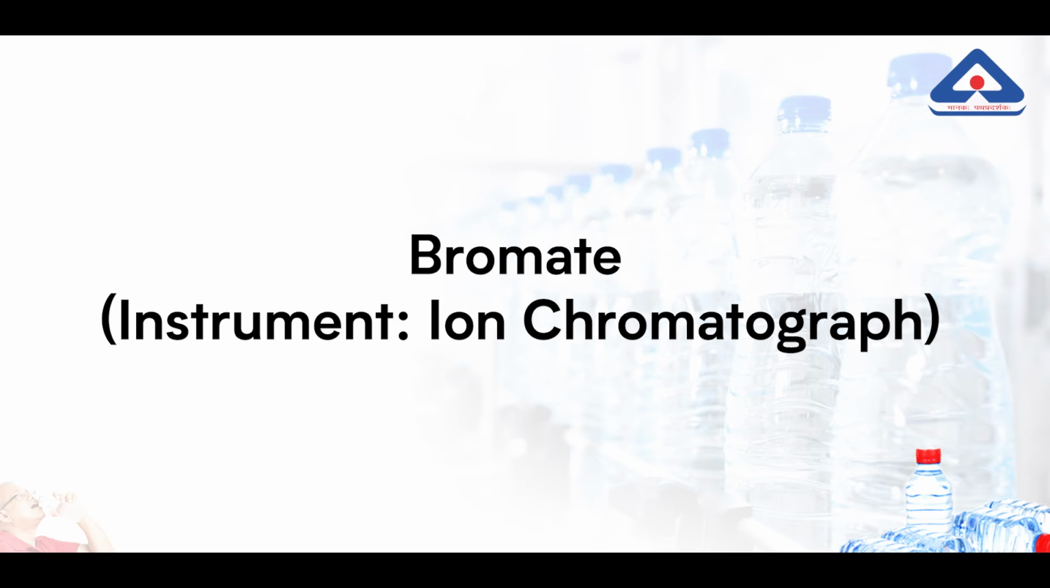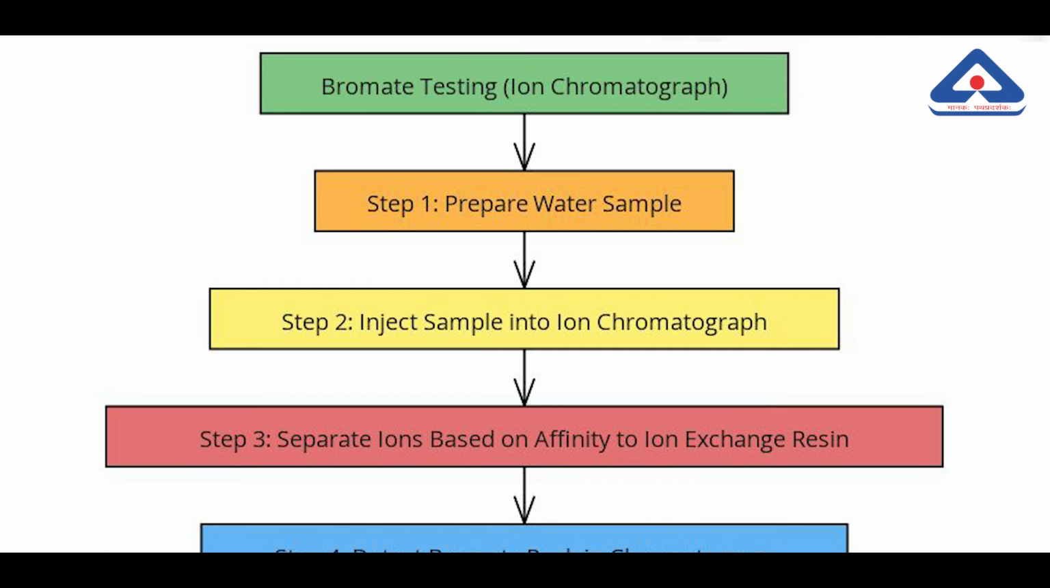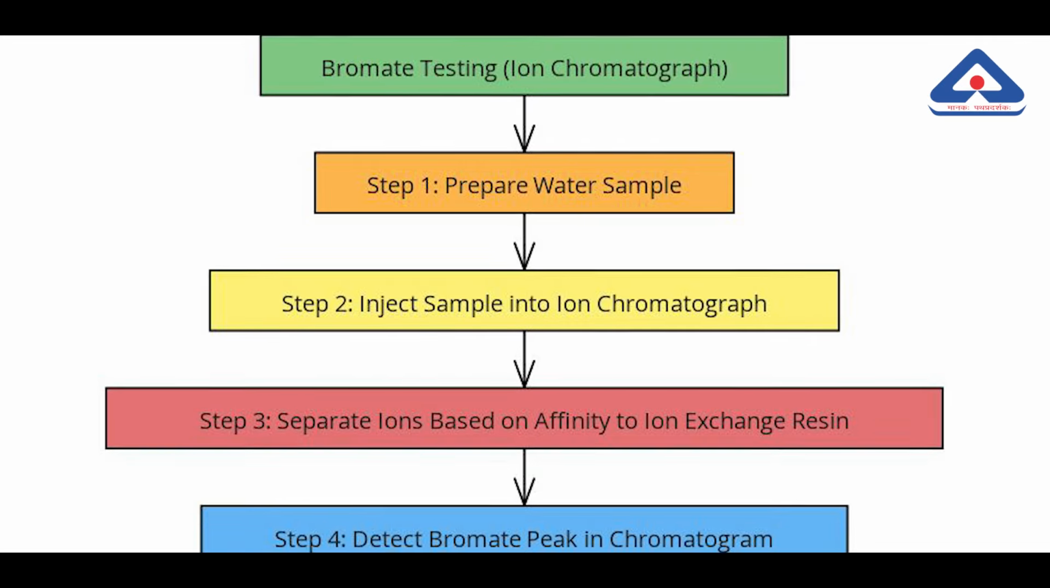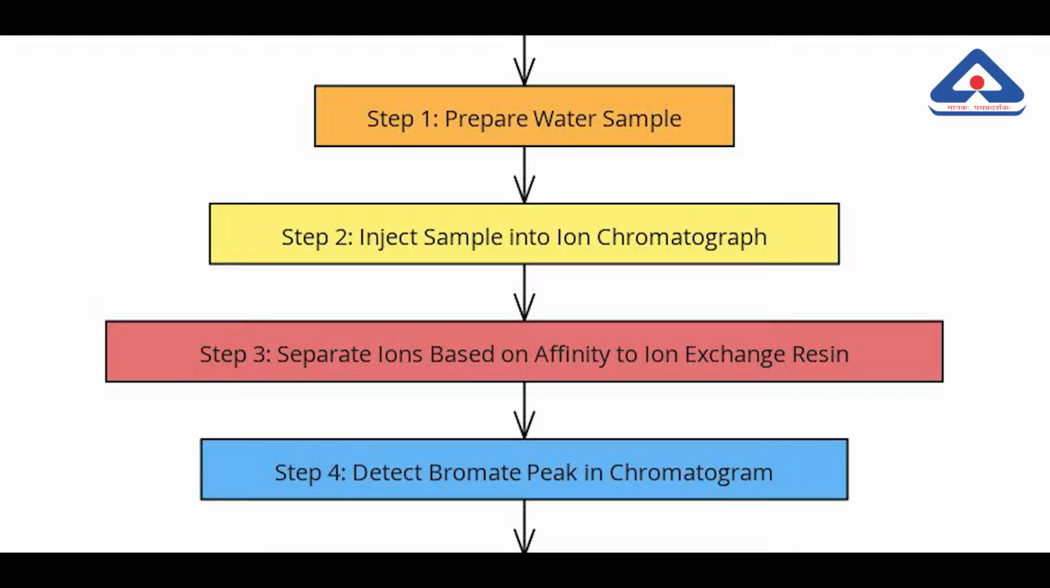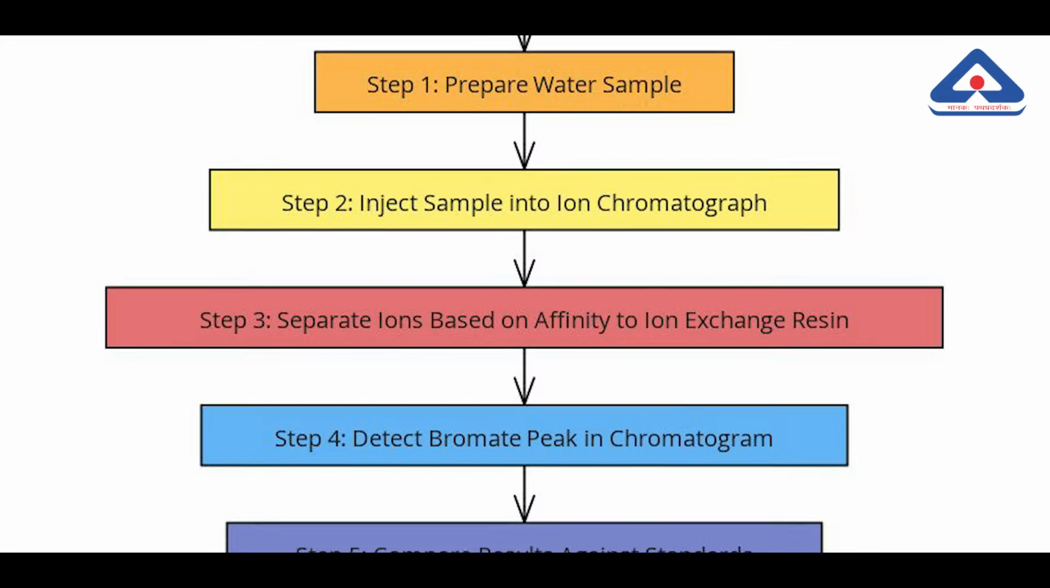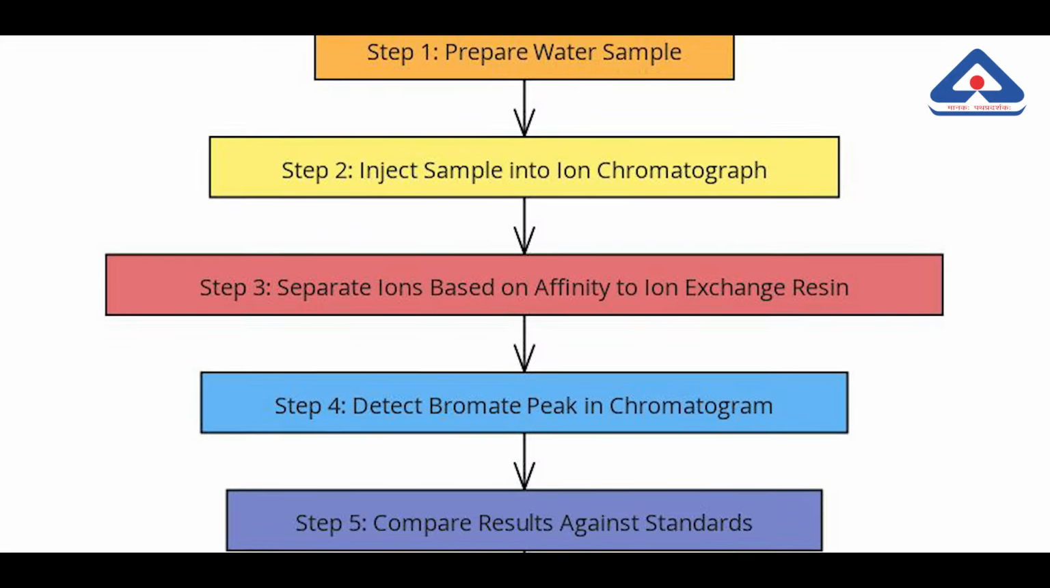Bromate testing. Instrument: ion chromatograph. Testing for bromate is done using ion chromatography, a technique that separates ions and polar molecules based on their affinity to the ion exchange resin.